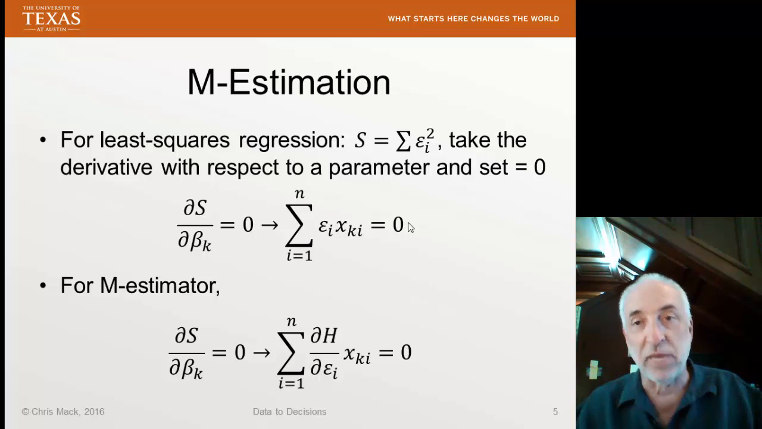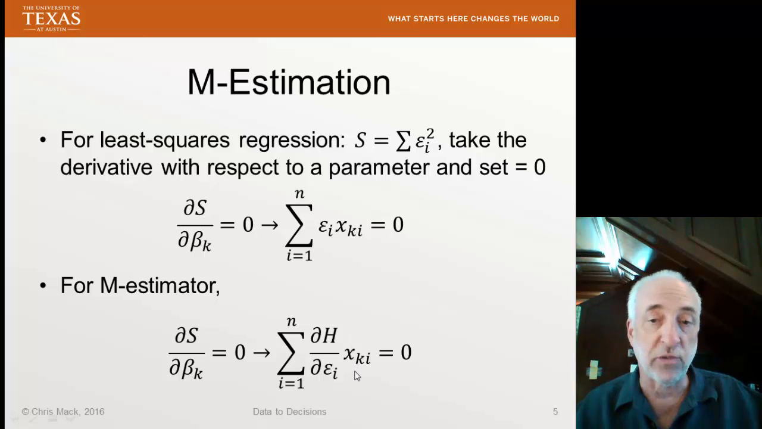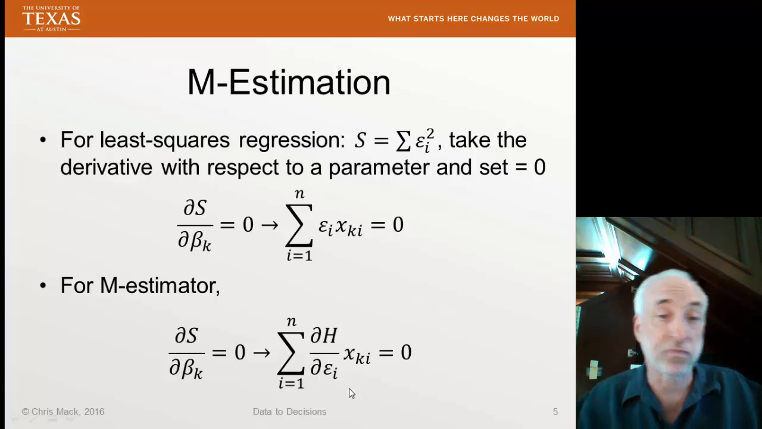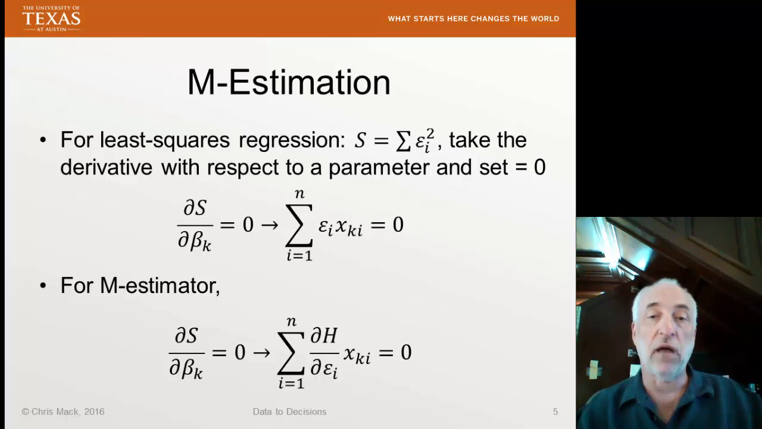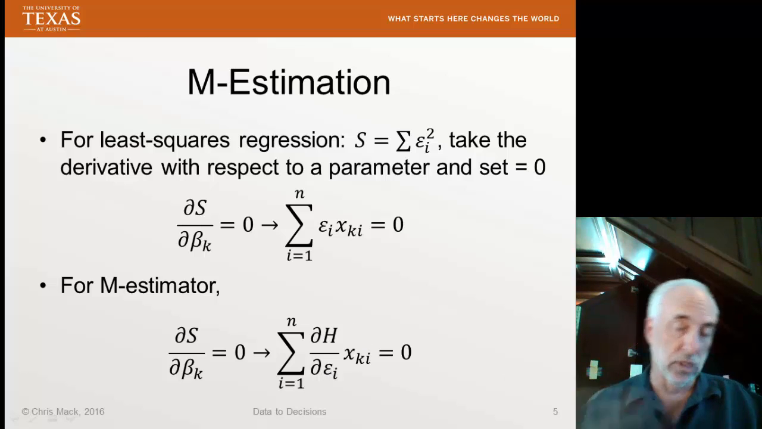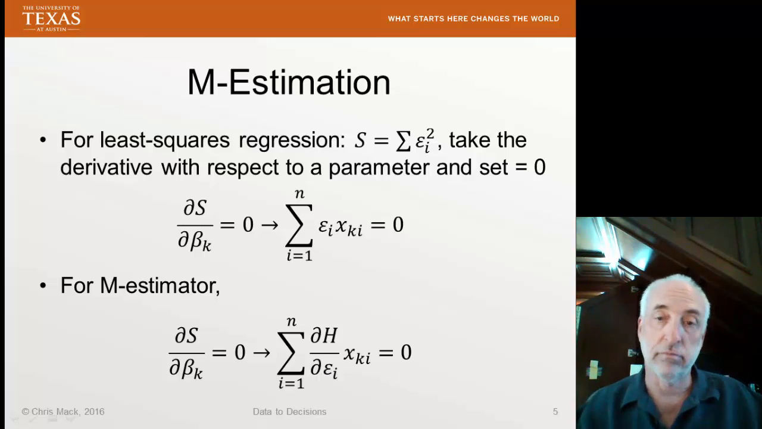Now, for our M-estimator, we're taking a generic function h of the residual. So I'm going to have to take the derivative of h with respect to the residual multiplied by the derivative of the residual with respect to the parameter. So that gives us this formulation. So depending upon the function h, I have to plug in that derivative of h with respect to the residual. After that, I do everything the same.